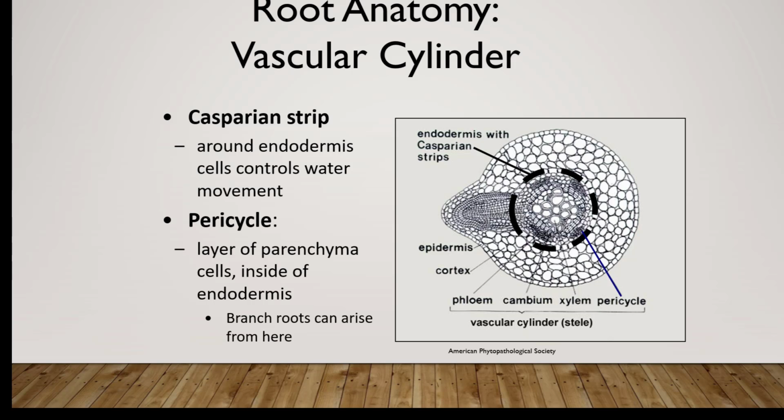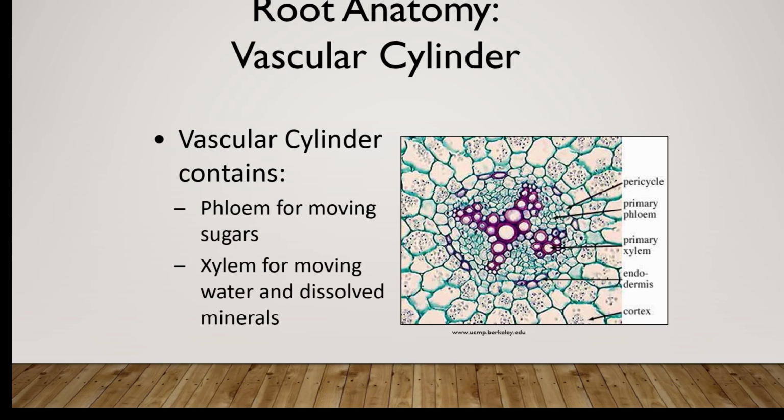So there's the endodermis with Casparian strips. The pericycle is the black portion. And the vascular cylinder is basically our vascular conduits. It contains phloem for moving sugars and xylem for moving water and dissolved minerals. The dissolved minerals are coming from the soil.